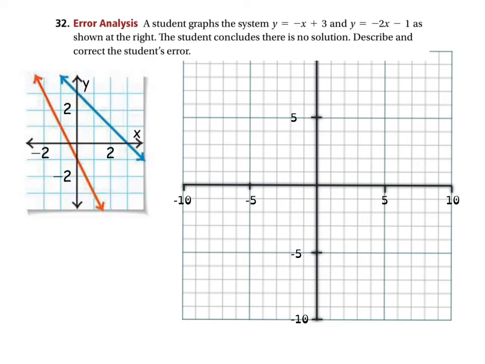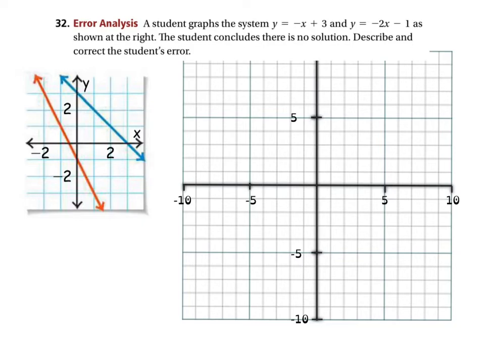Okay, a student graphs the system y equals negative x plus 3. That's the blue line that you see in their illustration on the left. And y equals negative 2x minus 1. That's the red line. And the student concludes there is no solution. The lines aren't crossing. Describe and correct the student's error.